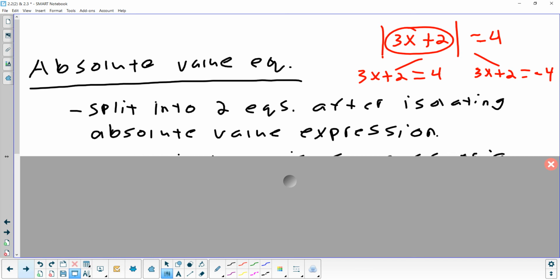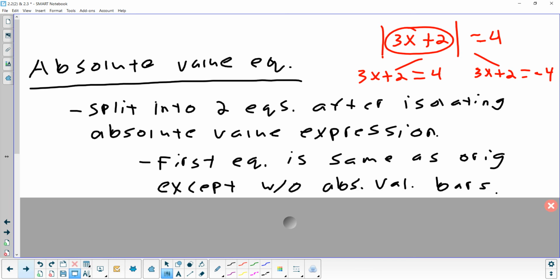So I'm going to write down what we just did. When we're splitting it into 2 problems, the first equation, which you guys did without me even explaining it, is the same as the original problem, except you take away the absolute value bars: 3x plus 2 equals 4. Because if what's inside here comes out to 4, and you take the absolute value of it, you get 4.